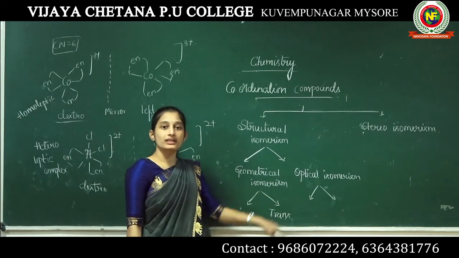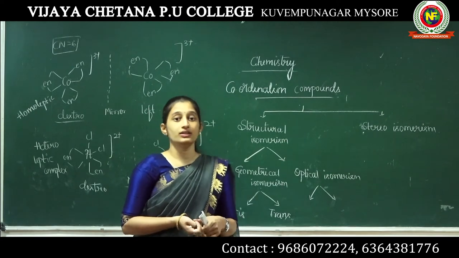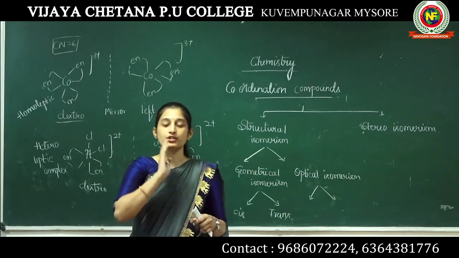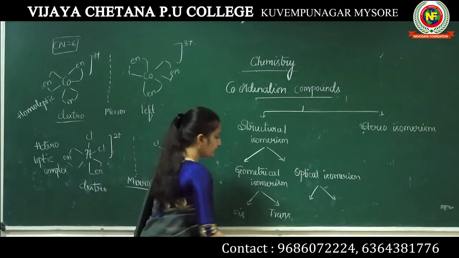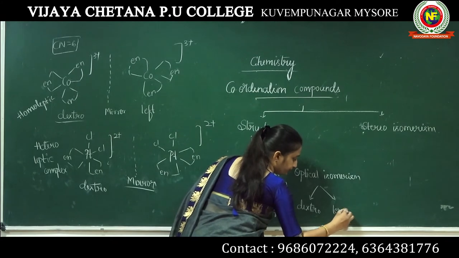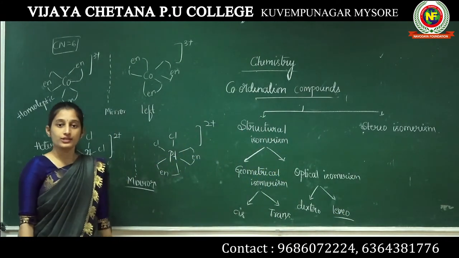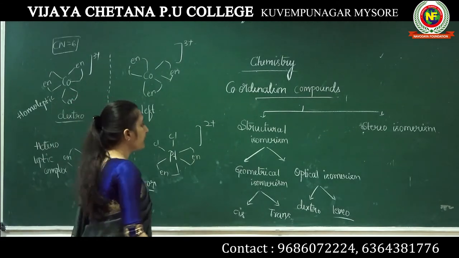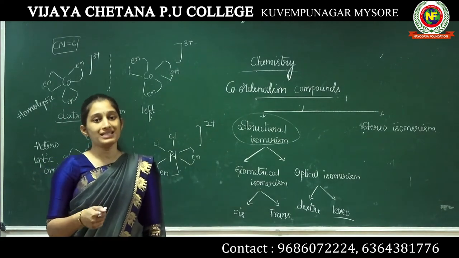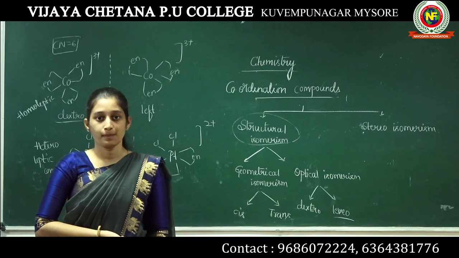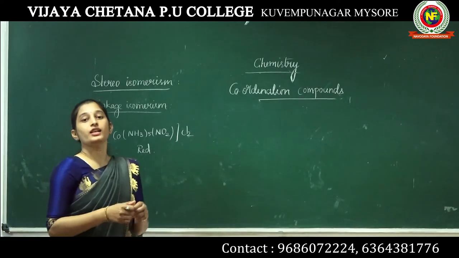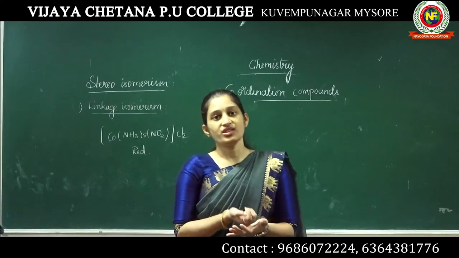And optical isomerism, optical means light, based on the light, whether they are turning towards right or left. We know the property of the light, it always passes through a straight line. Based on that, two types, dextro and levo. This is regarding structural isomerism. Now I am going to explain stereoisomerism. We discussed the structural isomerism.